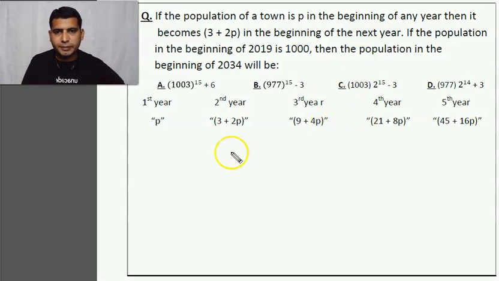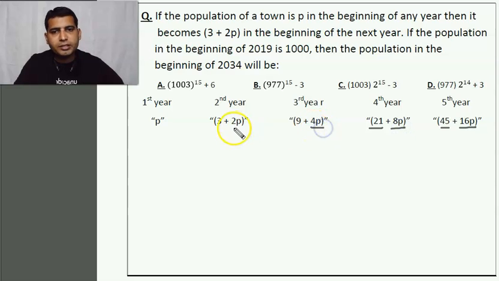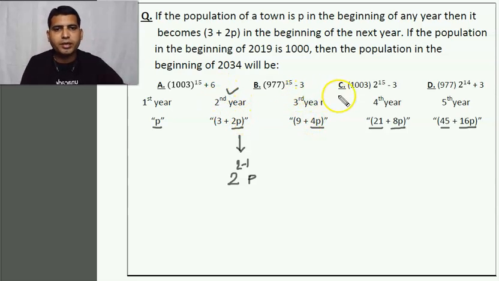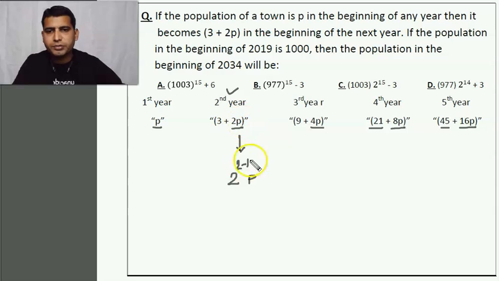Okay, let's see. Here we have some terms. You can see that here we have 45 plus 16p, 21 plus 8p, 4p, second p, and only p. So here I can say that it's 2 to the power 2 minus 1 into p, because it's the second year. I'm just trying to find the pattern. I have just started randomly from the second year. I might have started from the third year, fourth year, or fifth year also. It totally depends on me, but I have just started from the second year.